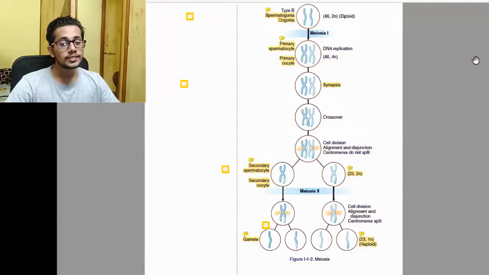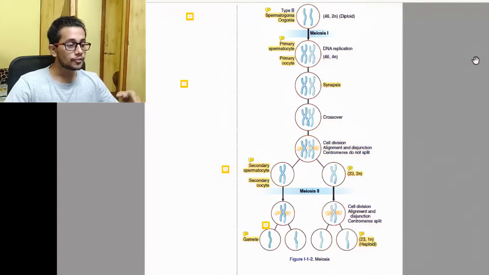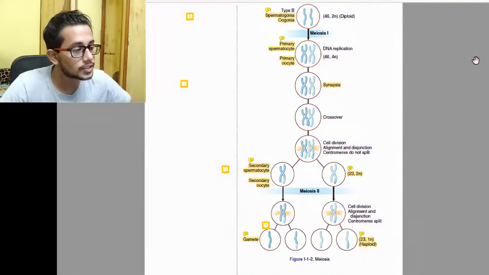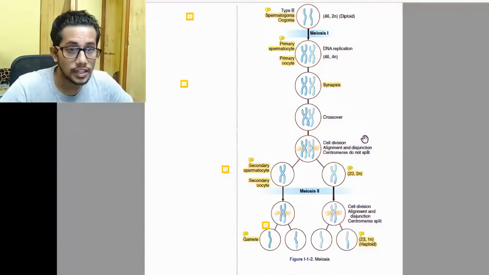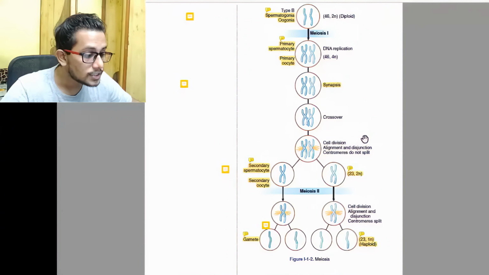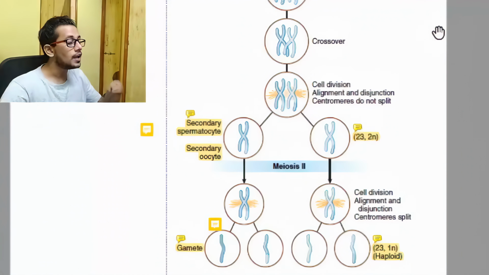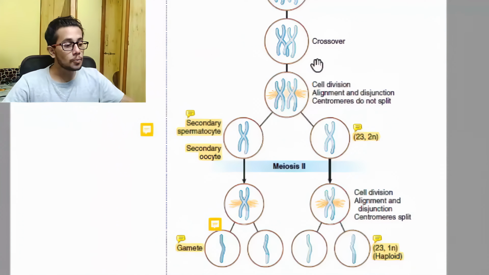Now going through this the second time, we will learn how it is different in males and females, how the sperm and ovum are different from each other, and how the process of meiosis differentiates between them. Now let's go through this again. We have 46, 2n diploid, DNA replication, synapsis, crossover, and cell division is the same until this step, until the secondary spermatocyte and secondary oocyte. An important thing to notice here is, let's just assume the dark blue portion of this cell is the cytoplasm.